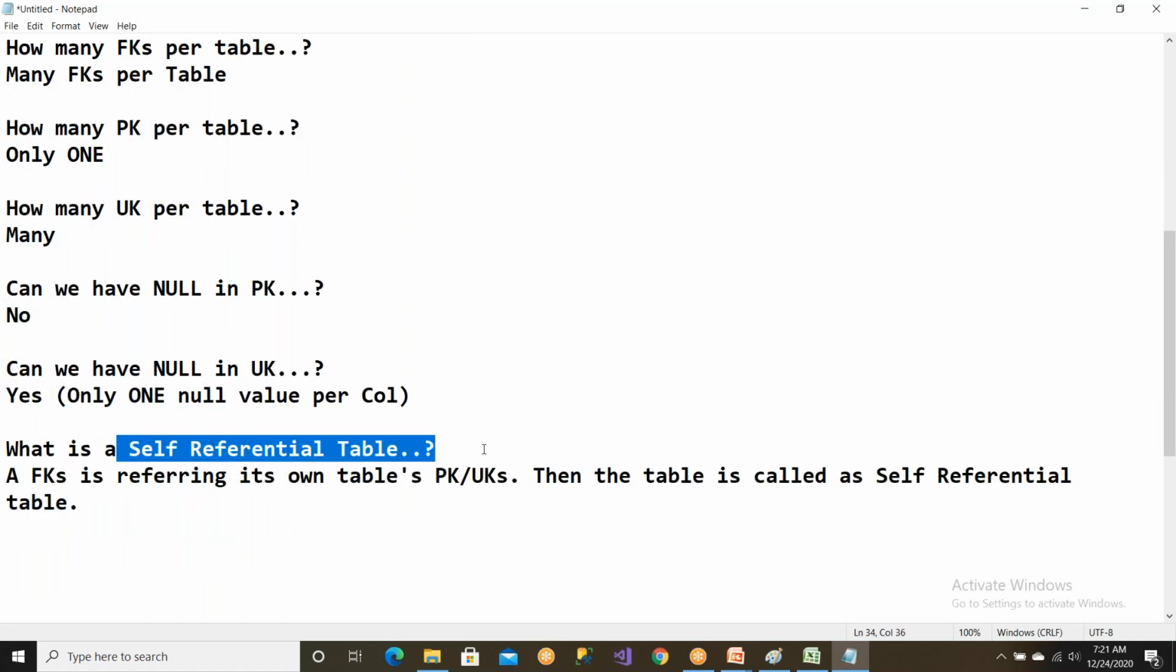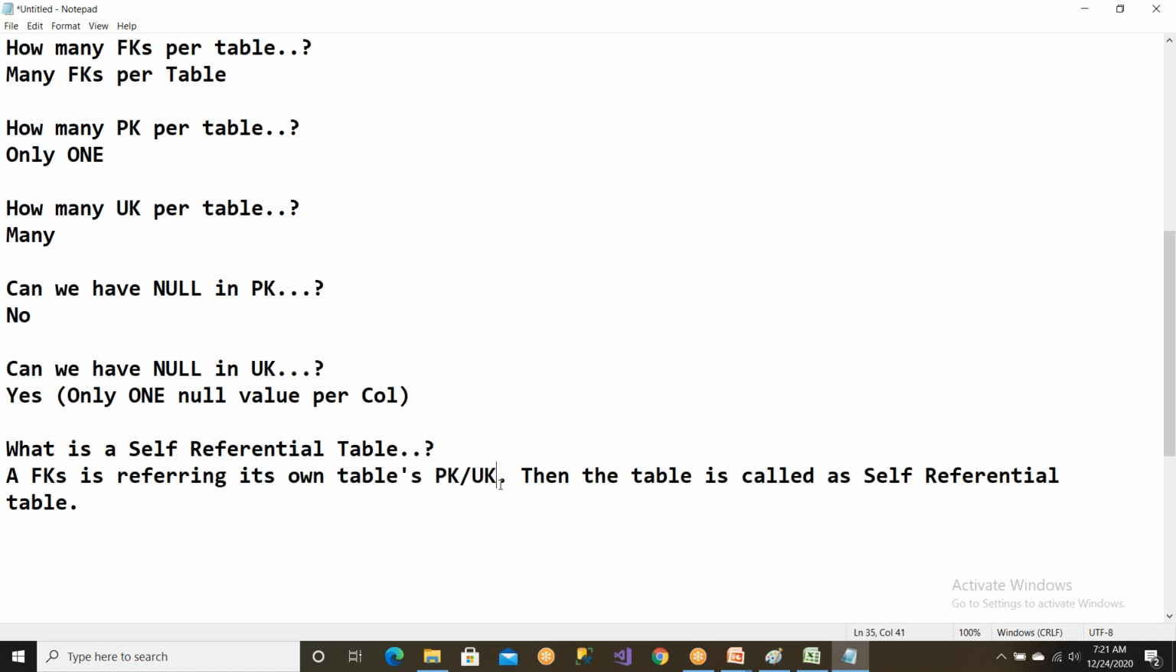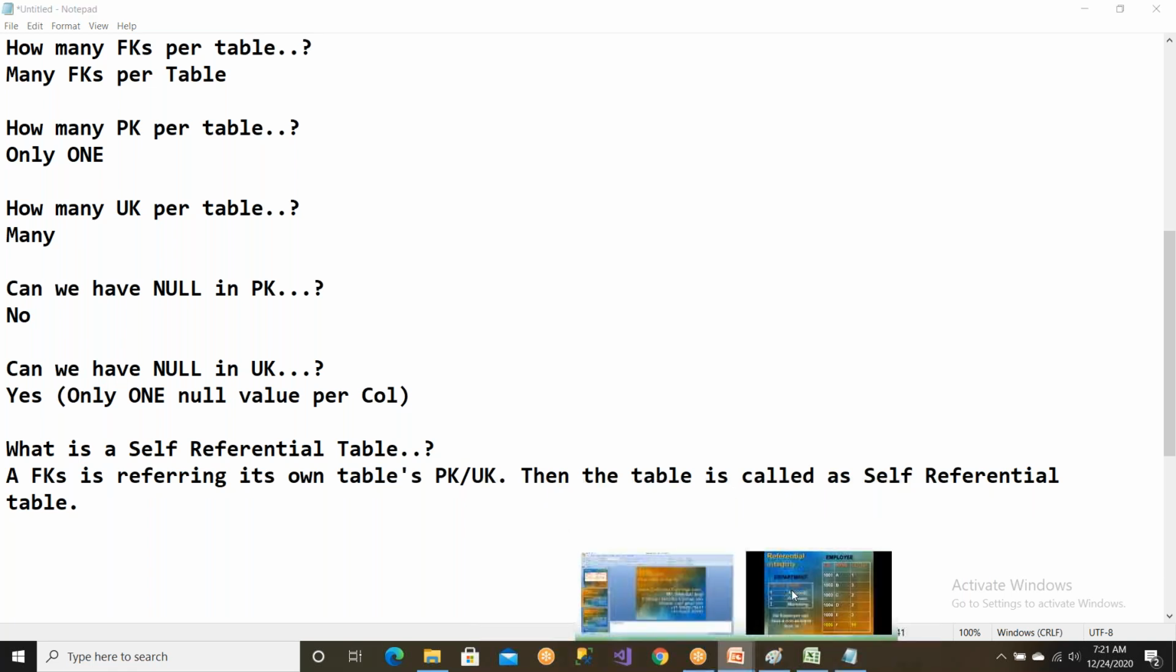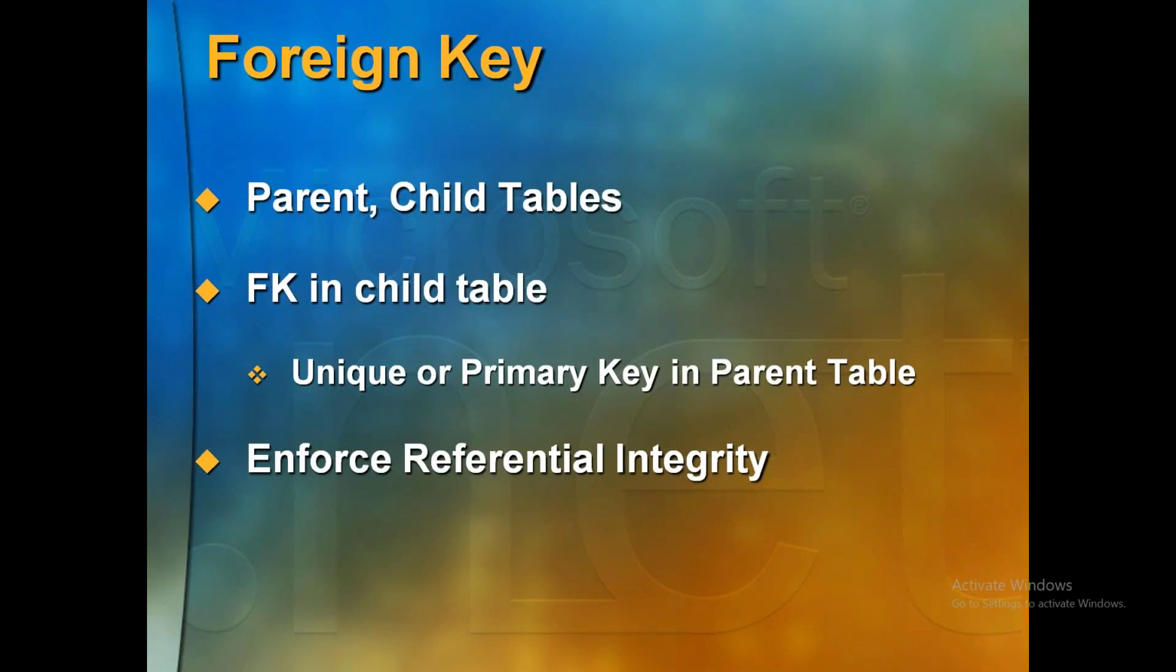What is a self-referential table? A foreign key is referring to its own table's primary key or unique key, then the table is called a self-referential table. So these are very, very important things.